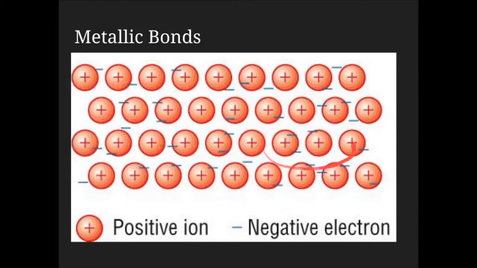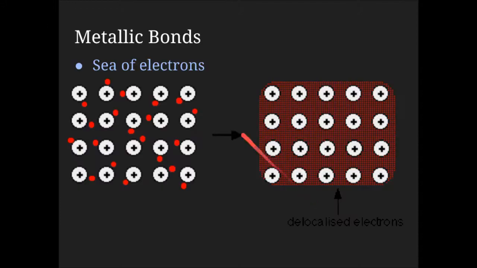array of negative charge. It's a model called the sea of electrons model. Nobody ever has possession of those valence electrons. They are delocalized. They're just this pool of electrons that the positive ions, or cations, are attracted to.